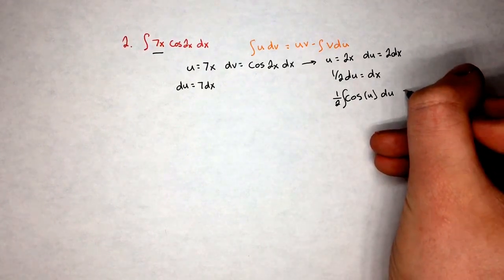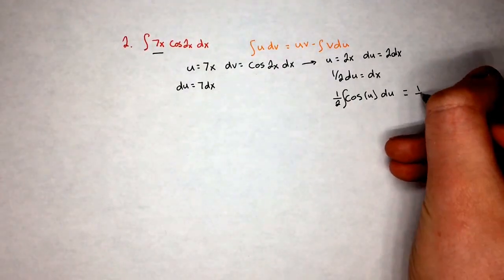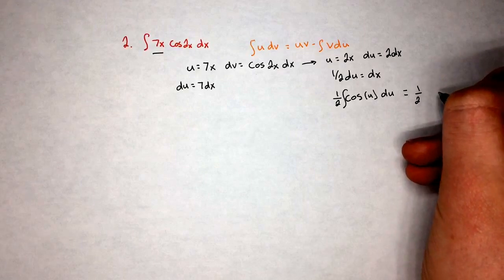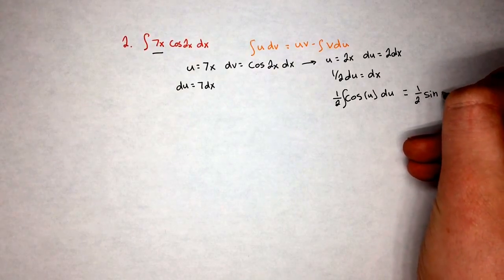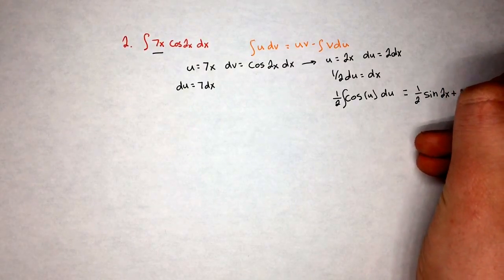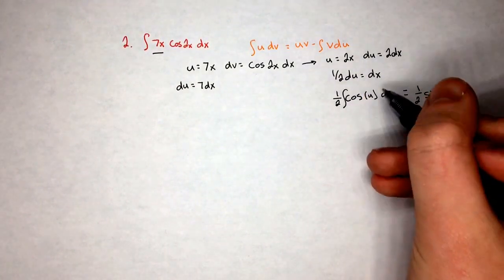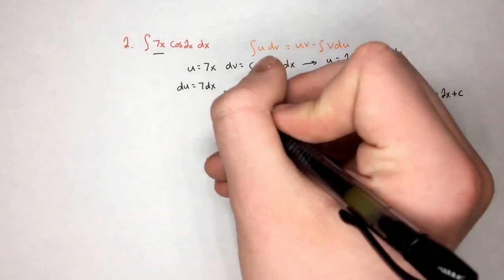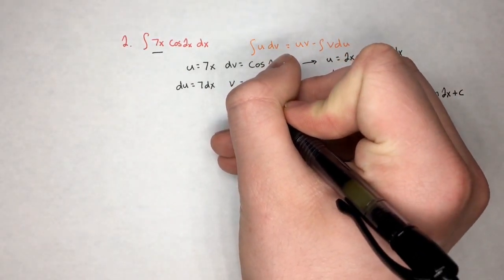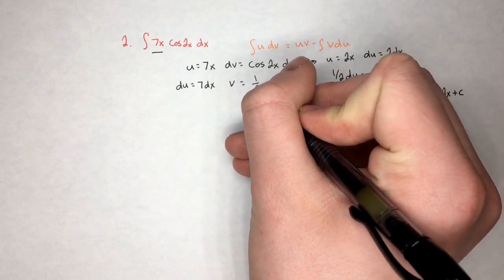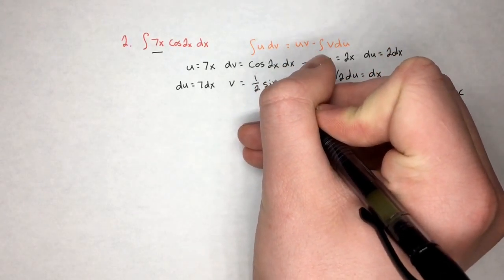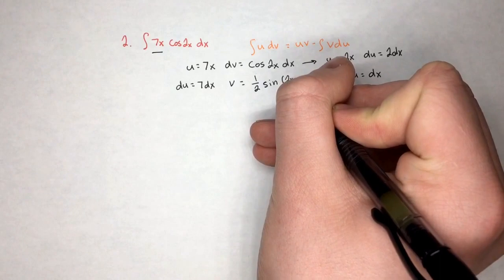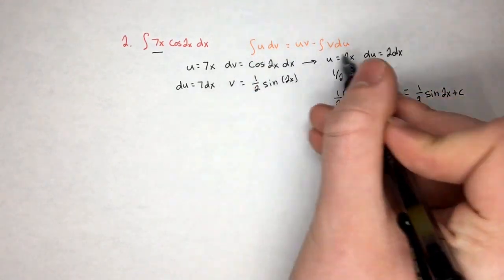And so now we can go ahead and get 1/2 times the sine of 2x plus c. And we can see that the 2x just comes from replacing it with a u. So now we know our v, and we'll go ahead and write that. V is equal to 1/2 times the sine of 2x. And we're going to disregard the c.